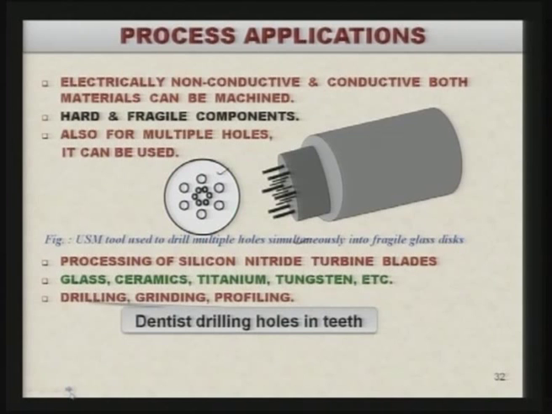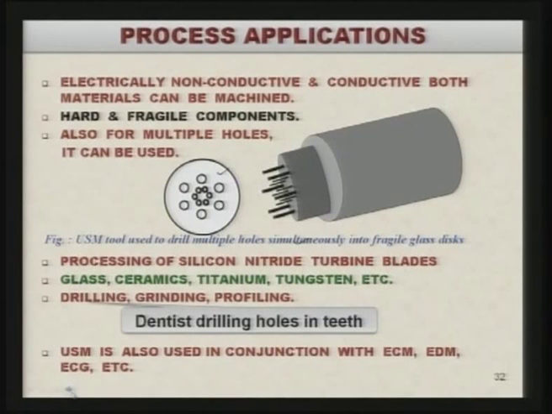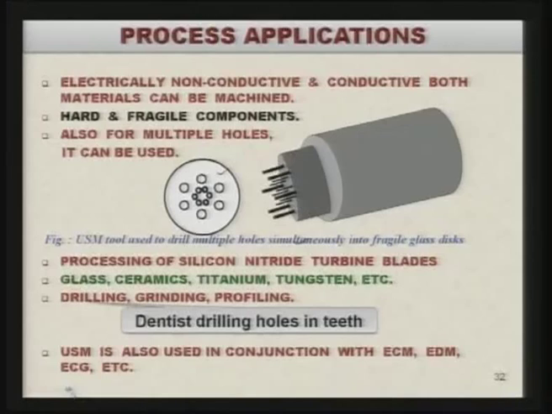Now, this is a very common application, that dentists while drilling a hole in the teeth use this particular process, and this is very interesting. USM is also used in conjunction with electrochemical machining, electric discharge machining, electrochemical grinding, etc. So, this ultrasonic vibration is also used with electrochemical machining. At that time we call it ultrasonic assisted electrochemical machining. It is used with EDM, we call it ultrasonic assisted electric discharge machining. With ECG, ultrasonic assisted electrochemical grinding.